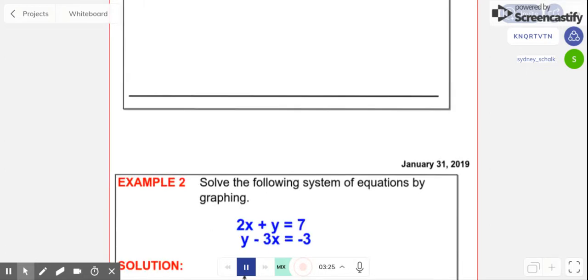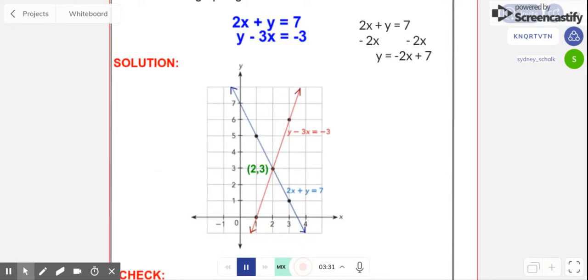Go ahead and pause the video, try this second example on your own, come back and see how you did. So I went ahead and rewrote that first equation, 2x plus y equals 7, right over here, and I decided to turn it into slope-intercept form this time. I subtracted 2x on both sides, I'm left with y, and I get -2x plus 7.